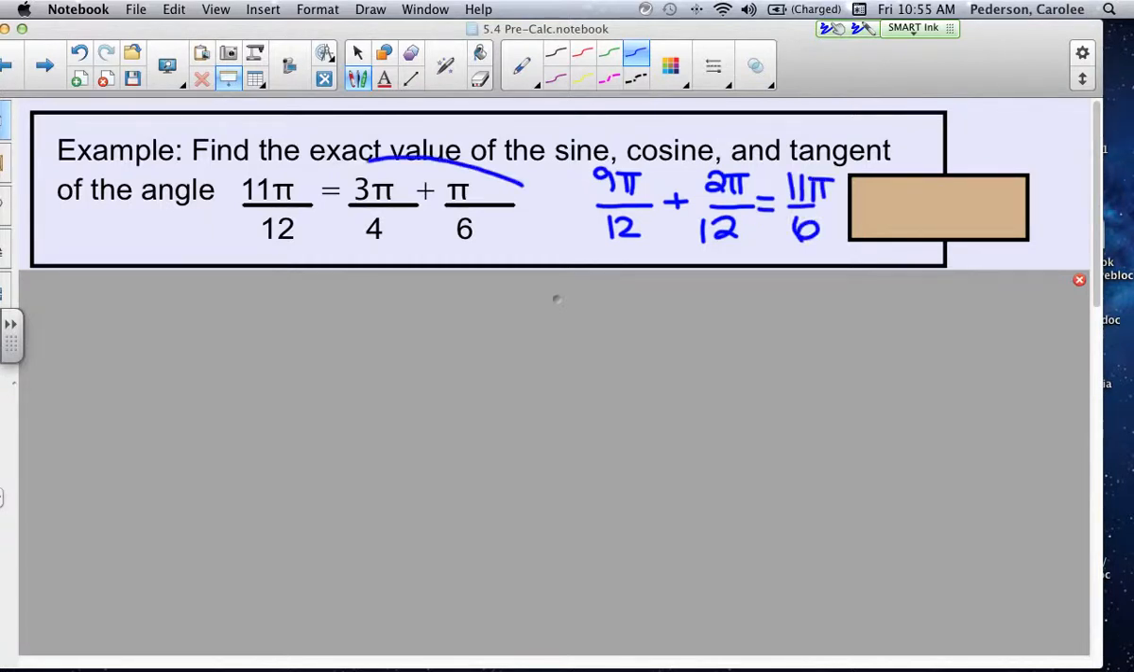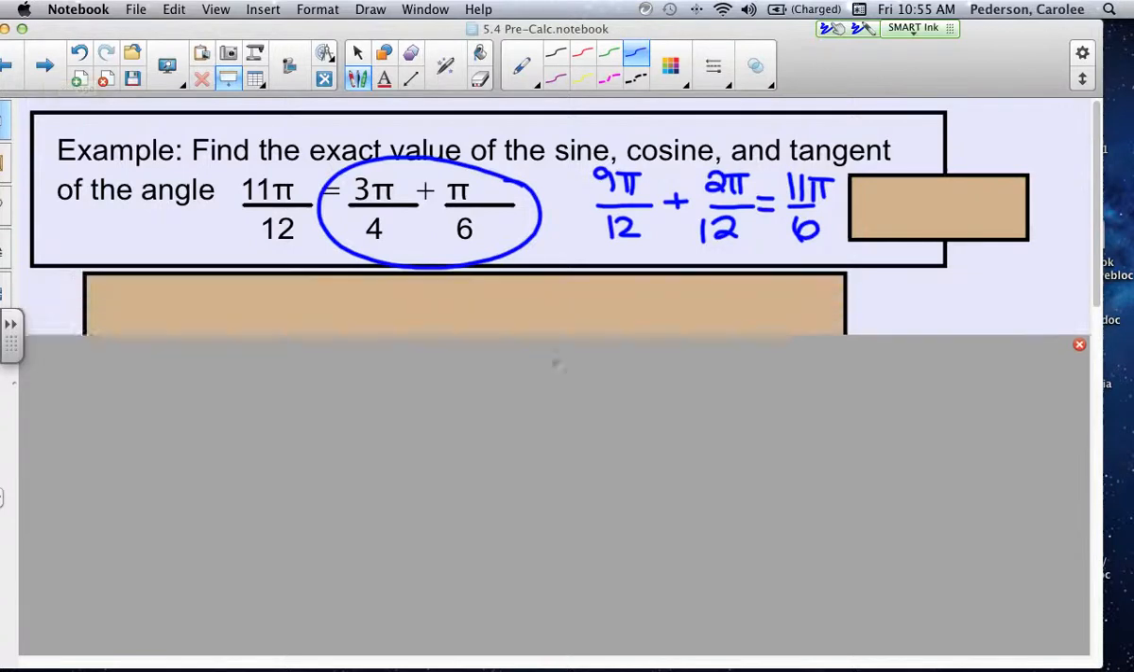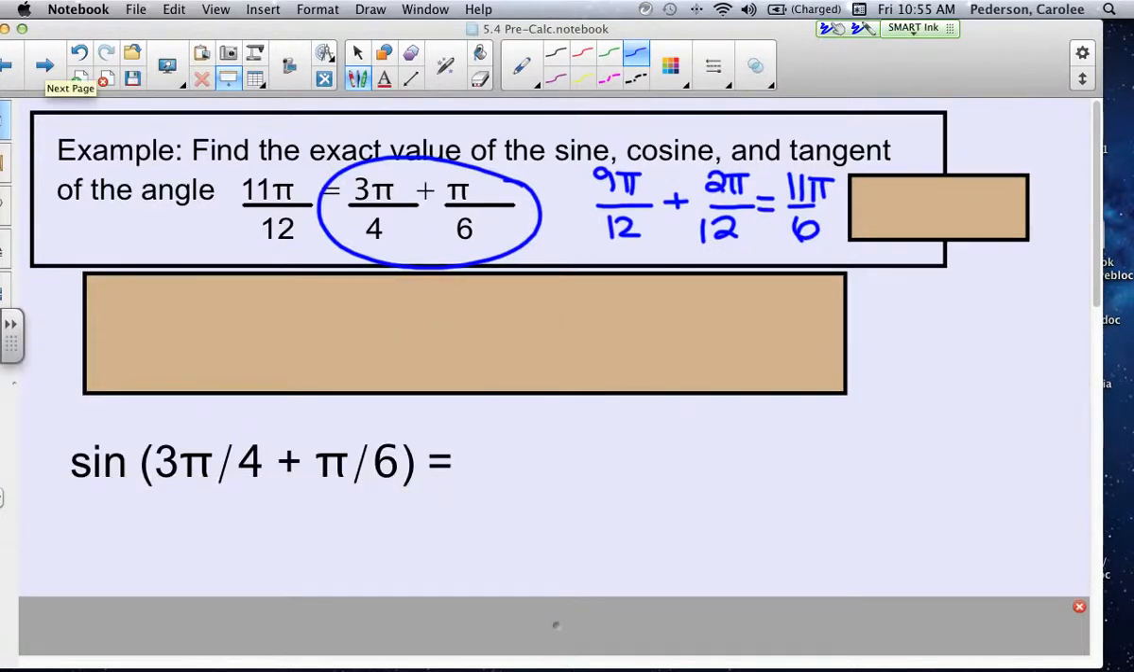So what we're going to use is this 3 pi over 4, which is on the unit circle, and pi over 6, which is on the unit circle, and add those together to find the sine, cosine, and tangent, the exact values. So I'm just going to do one of these with you, and then I think since we've done so many of them on the previous slides, I think we'll skip the cosine and the tangent.